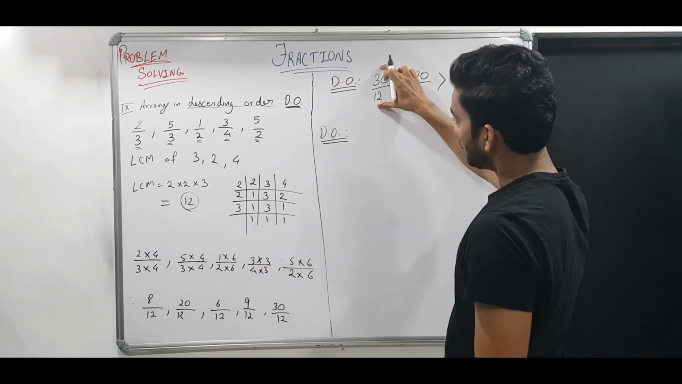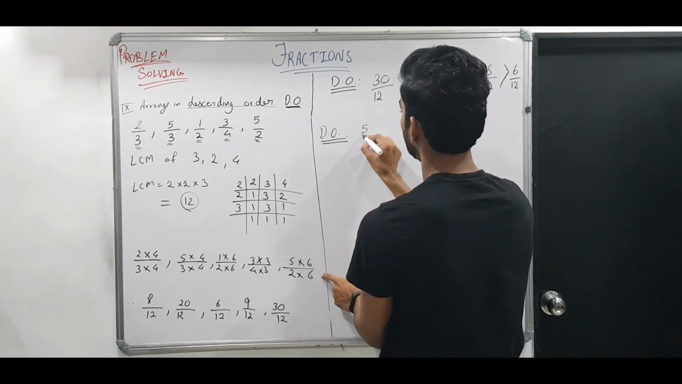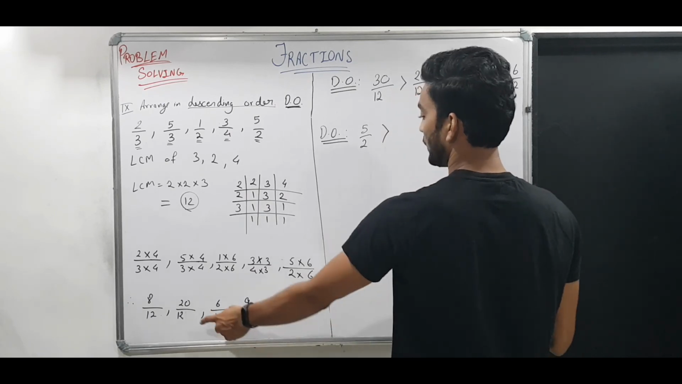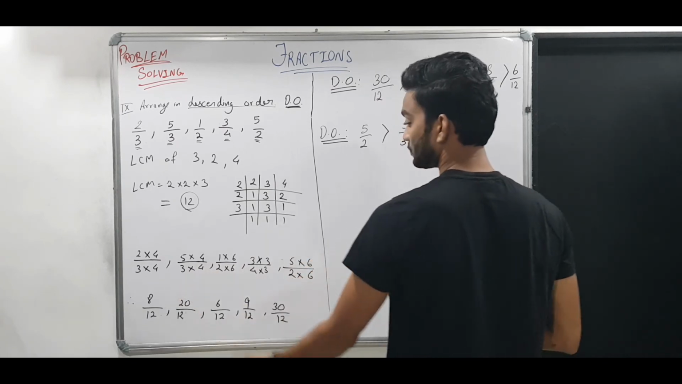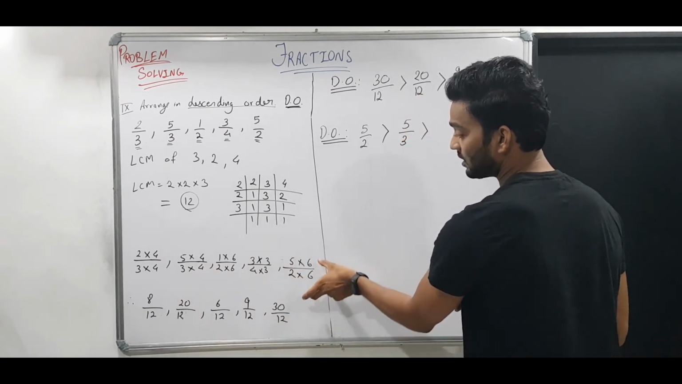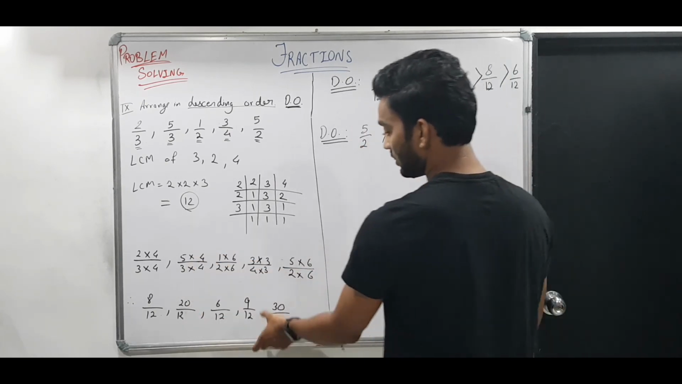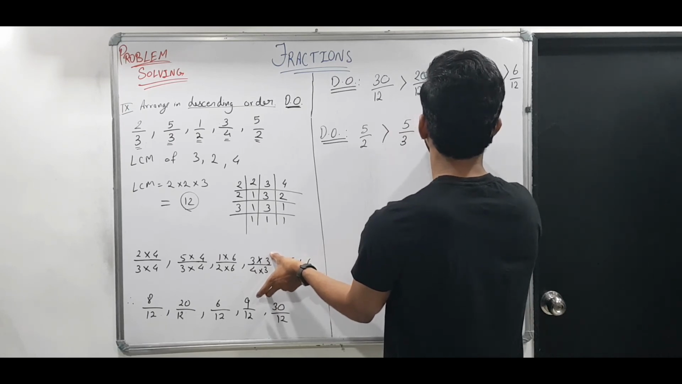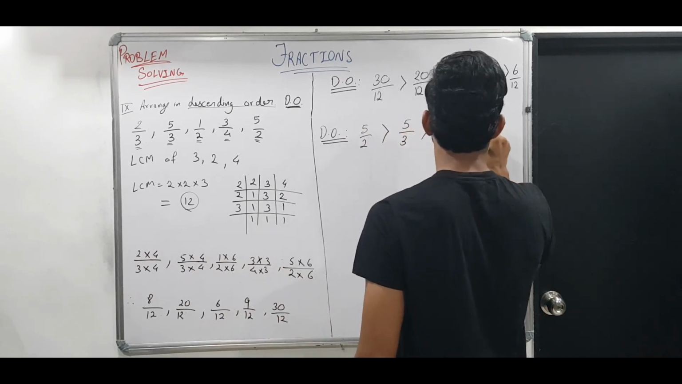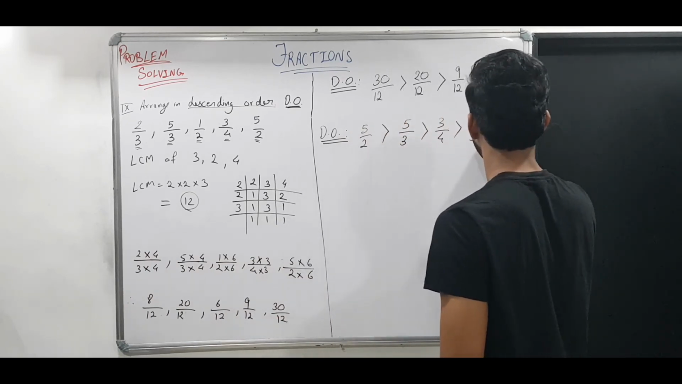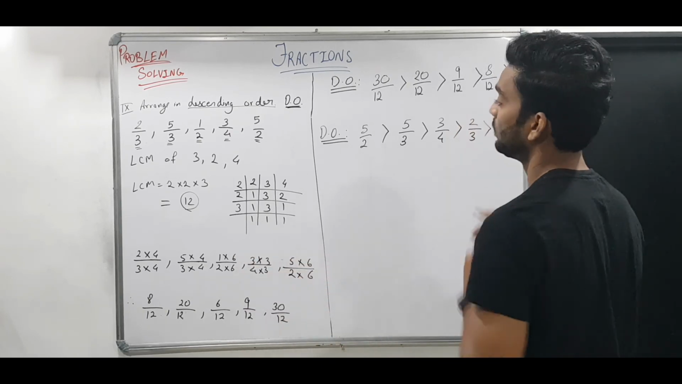So 30/12. 30/12 किसको रिप्रेजेंट कर रहा है? यहां से देखते हैं. 5/2. Then 20/12 is representing 5/3. यानी 30/12 is equivalent to 5/2. 20/12 is equivalent to 5/3. Next is 9/12, which is actually 3/4, equivalent to 3/4. Then we have 8/12, that is 2/3. And the last one, 6/12, that is 1/2. So that will be our final answer.